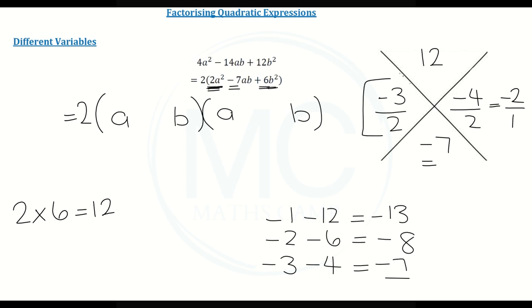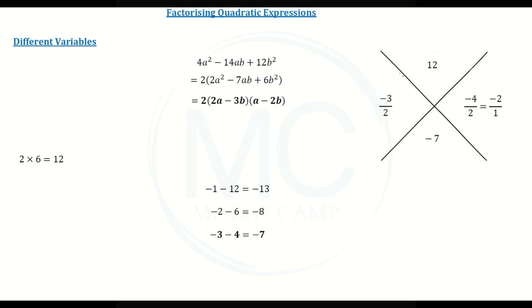Let's look at the fraction over here. Negative 3 over 2. The denominator of the fraction is the coefficient of the first term. So we're going to say 2a. We have negative 3 as the numerator, so we get negative 3b. Now let's look at our second fraction. The denominator is 1, so our second bracket will be 1a, which is simply a. Then we have a numerator of negative 2, and we get negative 2b. And we've now factorized this expression. You will see more examples like this in upcoming videos.